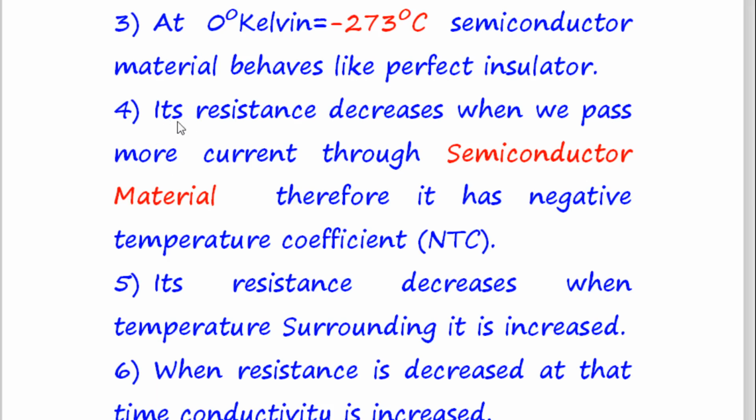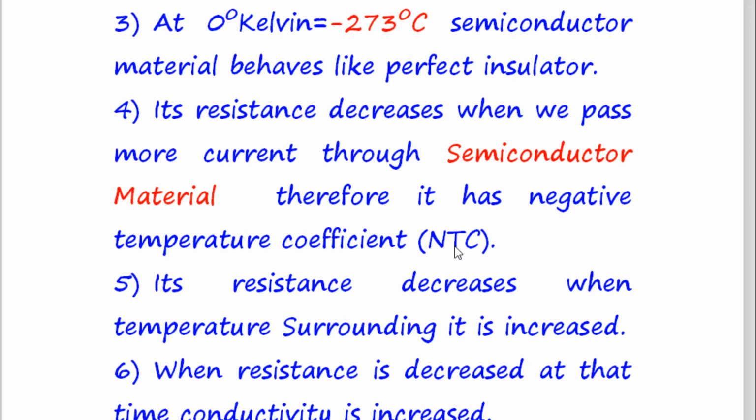Now here, this is the fourth property. The resistance decreases when we pass more current through semiconductor material. When we pass more current through the semiconductor material, the resistance of semiconductor material decreases. Therefore, it has a negative temperature coefficient.